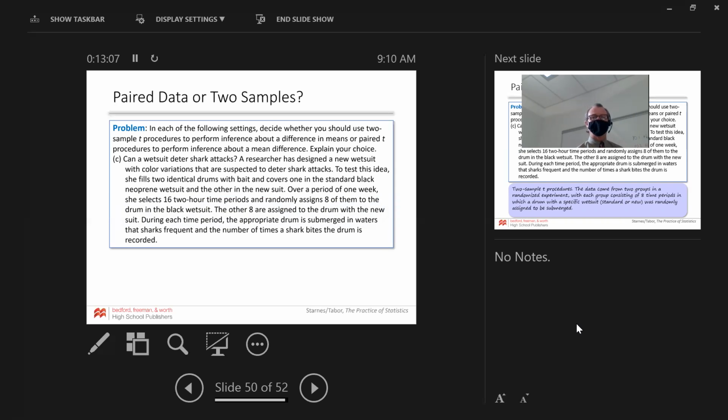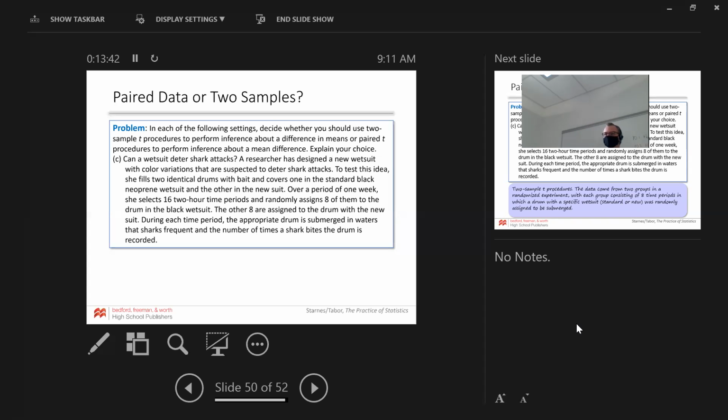I like this question. Can a wetsuit detect a terror shark attack? So you have a new wetsuit with color variations, and you just drop these people and ask them to see if they get attacked by sharks. We need volunteers for this experiment. Jake, are you a volunteer for the experiment? You're going to put on a wetsuit and they'll drop you in the area of sharks during senior week? Okay. Let's make it at the end of senior week so you can still have some fun before it happens.